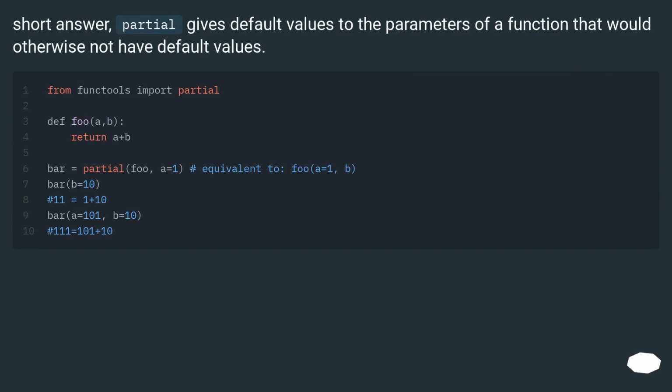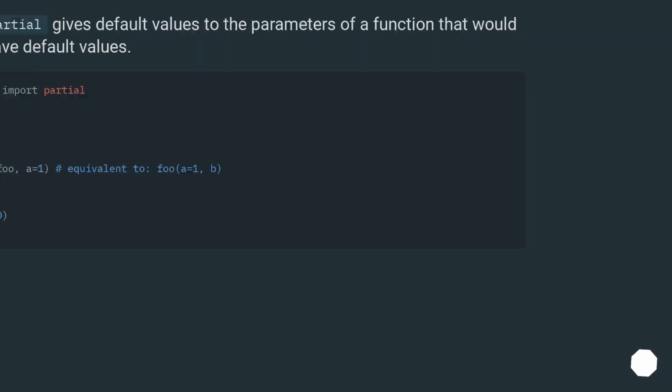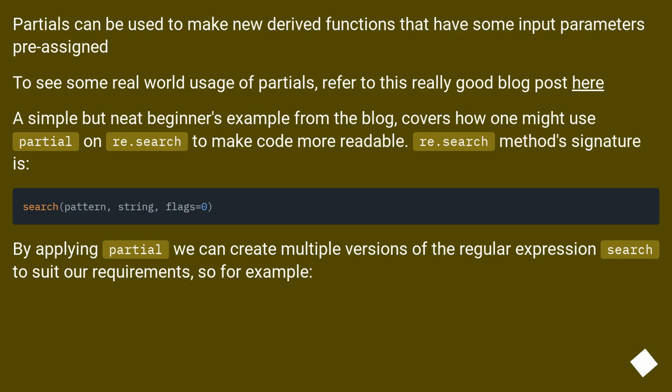Short answer: partial gives default values to the parameters of a function that would otherwise not have default values. Partials can be used to make new derived functions that have some input parameters pre-assigned. To see some real-world usage of partials, refer to this really good blog post here.